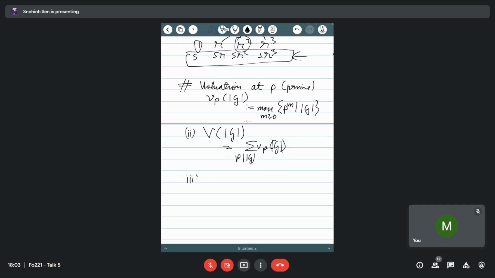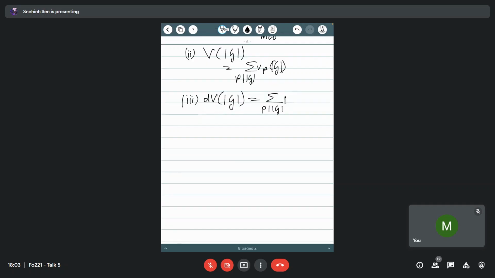And the other thing is the number of distinct primes, which is basically the sum of 1 over p dividing the size of G. So the number of distinct prime divisors, and essentially this is the same as capital V over the radical of G. If you remember your basic number theory, the radical of a number is the product of all distinct prime factors.